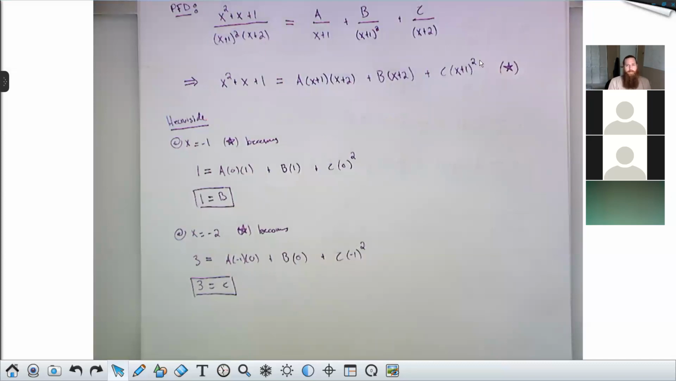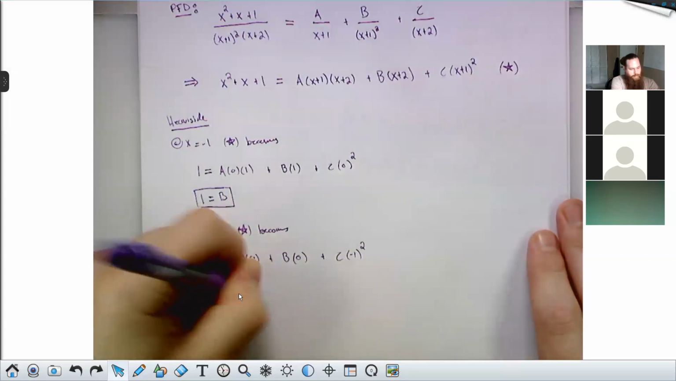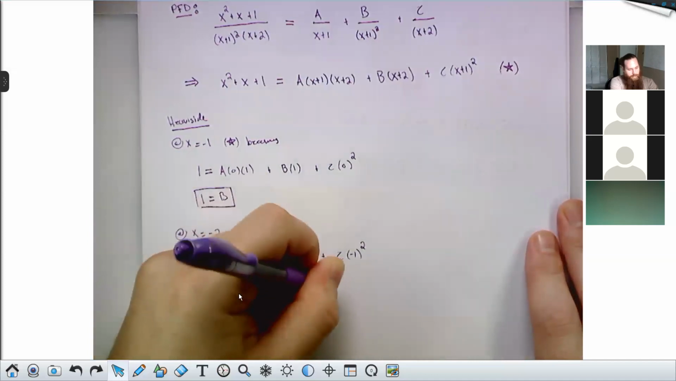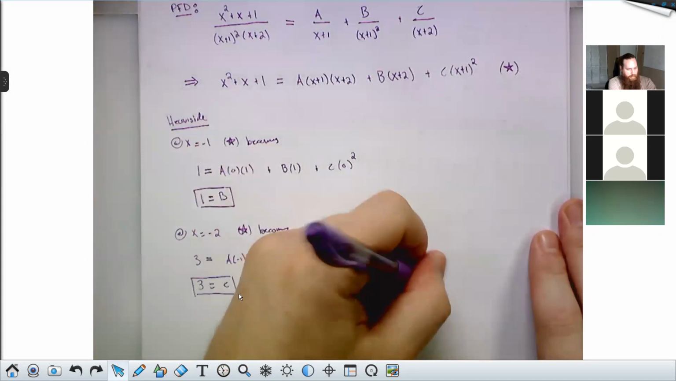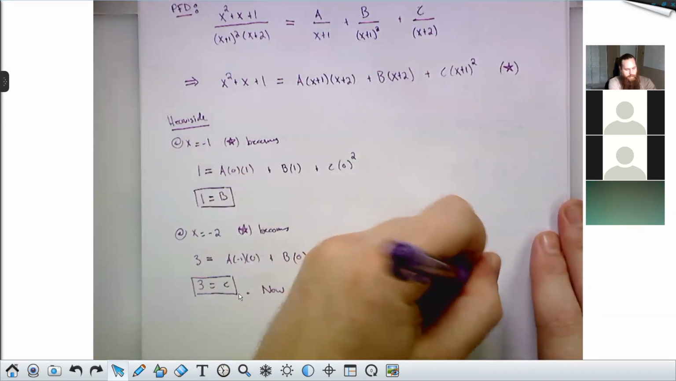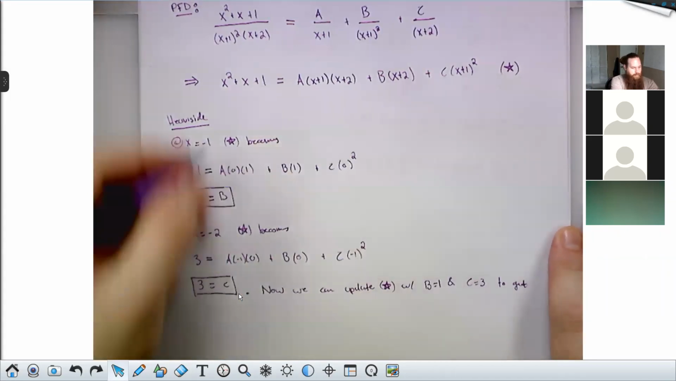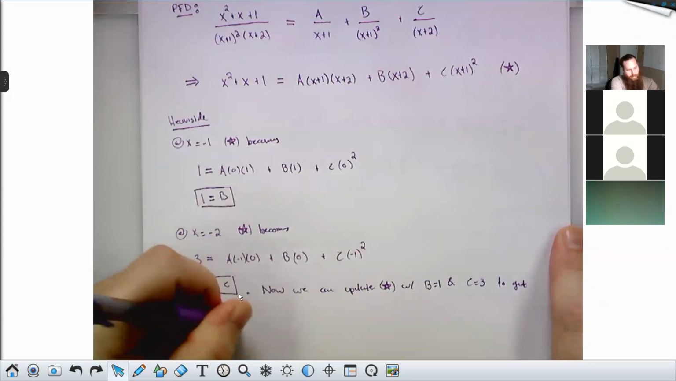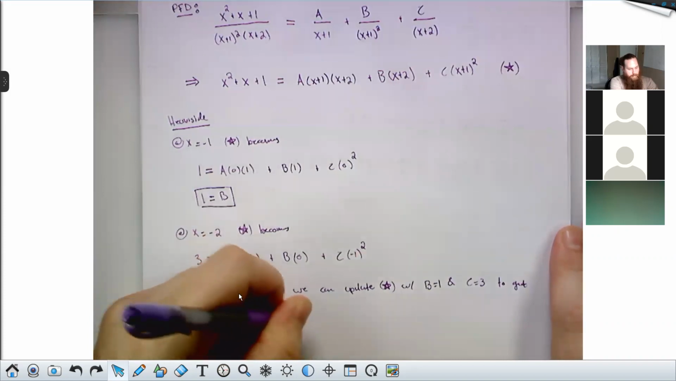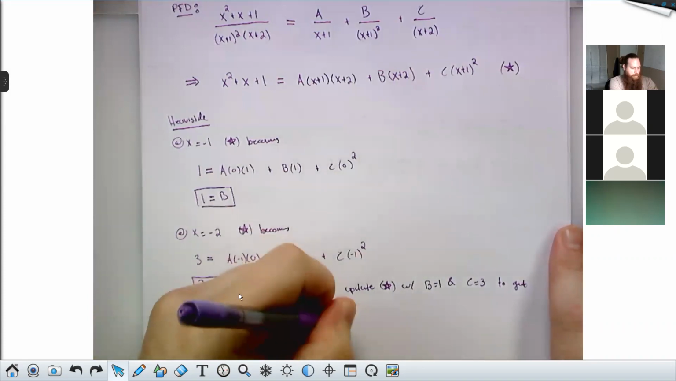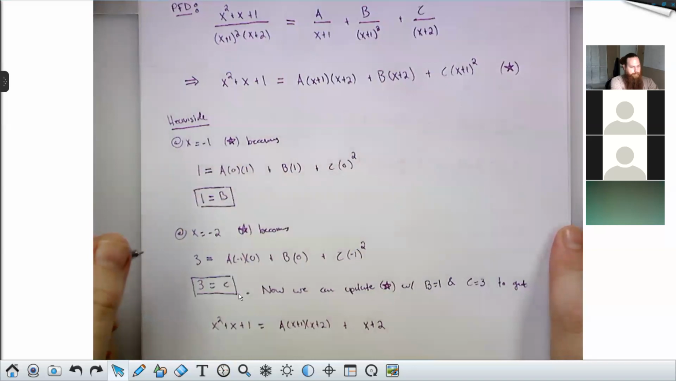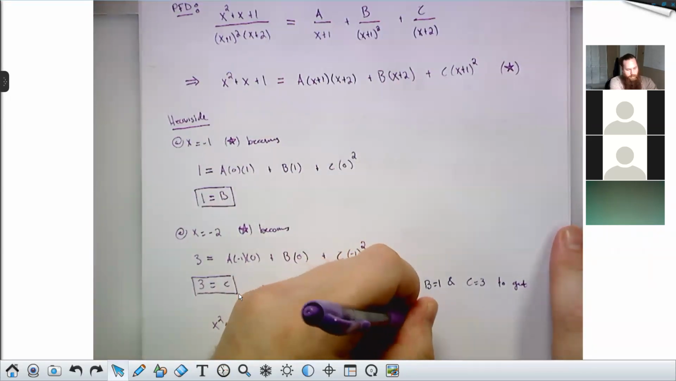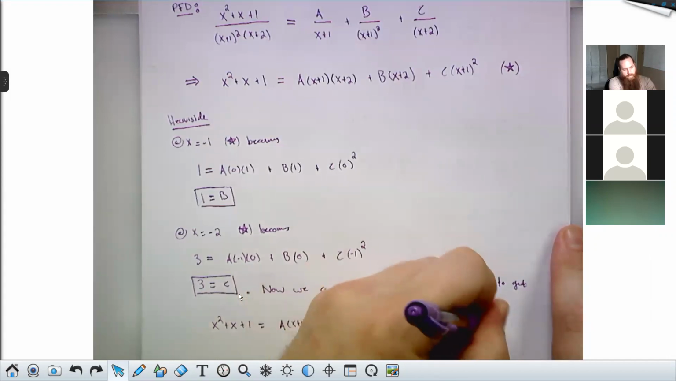What we do in this instance is we update the equation star with the information we have. So now we can update star with the values of b and c, with b equals 1 and c equals 3, to get, well, this side will still be x squared plus x plus 1. Over here, I'll have a times x plus 1 times x plus 2 plus b is 1, so b times x plus 2 is just x plus 2. C is 3, so c times x plus 1 squared is 3 times x plus 1 squared. And I call this 2 star.